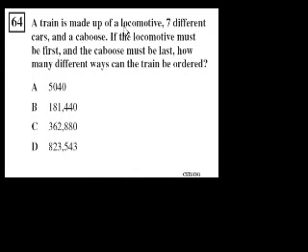A train is made up of a locomotive, 7 different cars, and a caboose. If the locomotive must be first and the caboose must be last, how many different ways can the train be ordered? So we don't even have to worry about the locomotive and the caboose, right? They're always going to be in the same position. The locomotive's first, the caboose is last. So we just have to worry about the 7 different cars, the order that they're in.